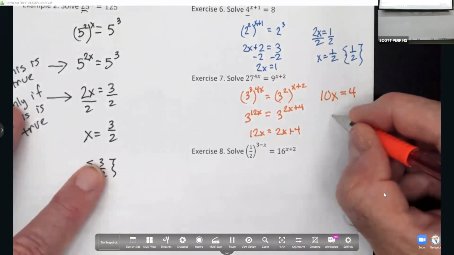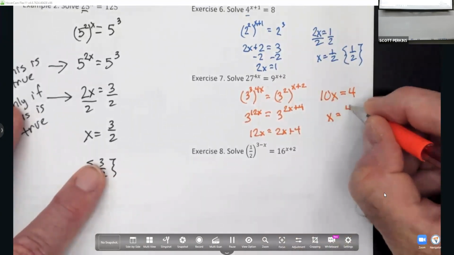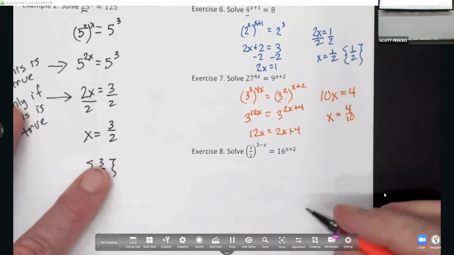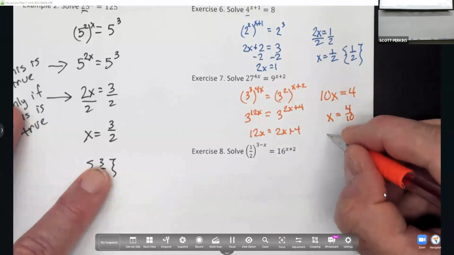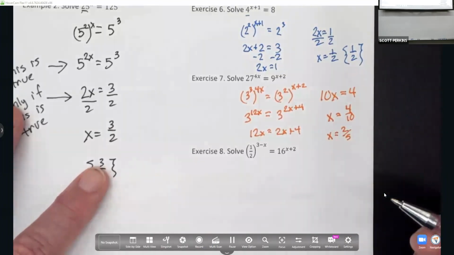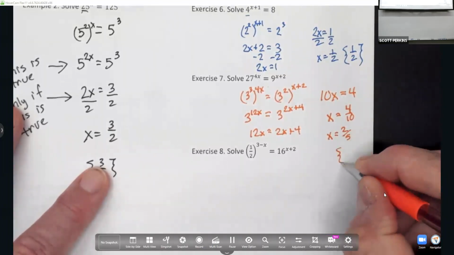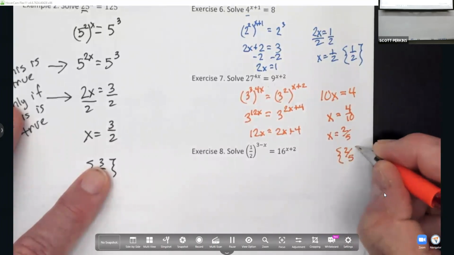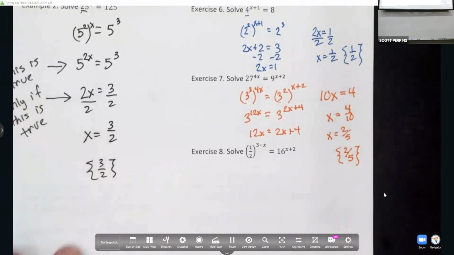Now I'm going to divide both sides by 10, and I get x is 4 over 10. That's not a reduced fraction, so I'm going to reduce it. That is 2 over 5, or 0.4 if you're a fan of decimals. Doesn't matter to me. So there we go. 2 over 5 is the solution to that problem.